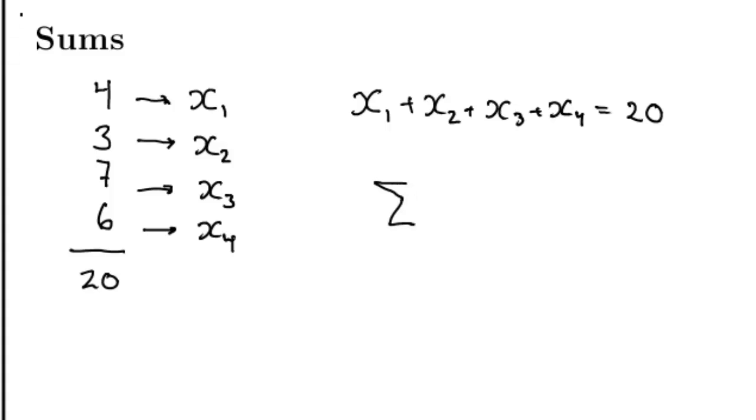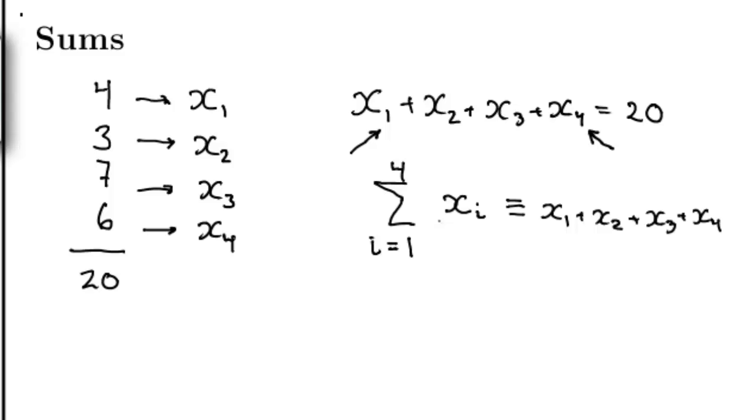A more convenient way of writing the sum on the left-hand side is to use the summation symbol. It's the Greek capital sigma symbol. At the bottom, I write i equal to 1 as the sum starts on subscript 1. Then at the top, I write 4 as the subscript ends at 4. After the summation sign, I type xi. And this combination of symbols means exactly the same as the left-hand side, like this.